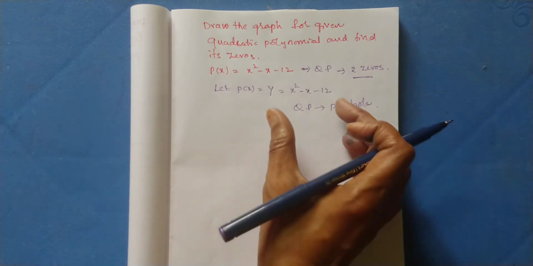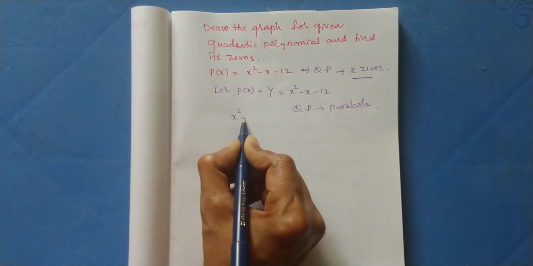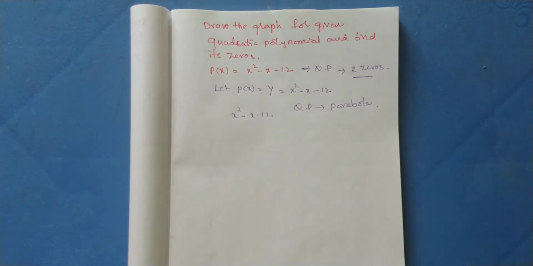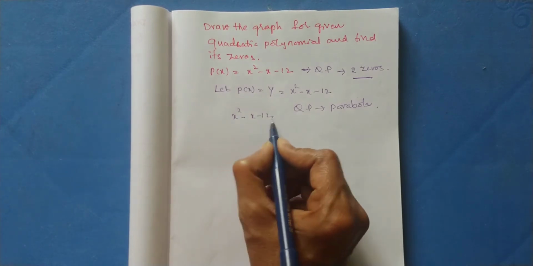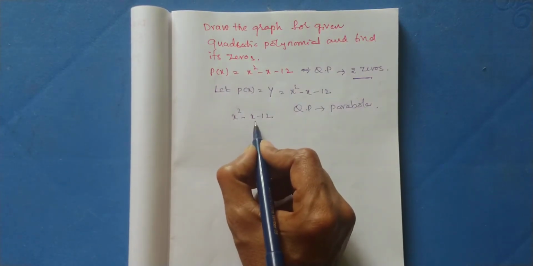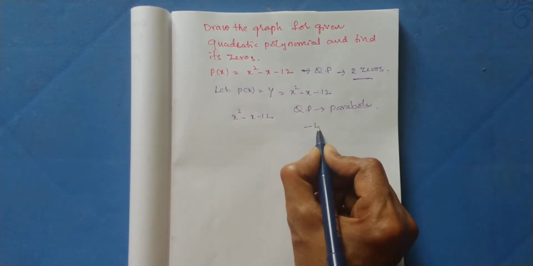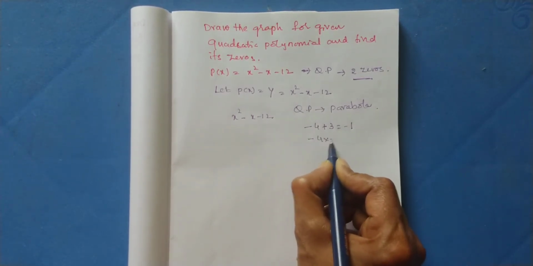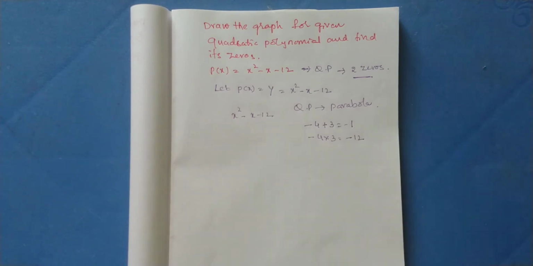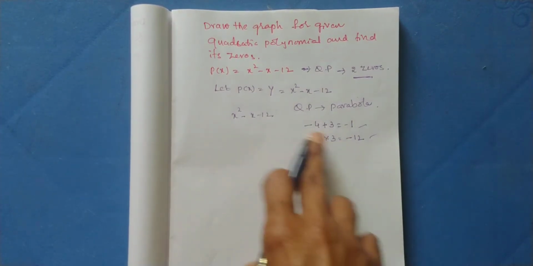So let us find the zeros of the quadratic polynomial x square minus x minus 12. Let us split it into its factors. Here we need two numbers whose sum must be equal to the middle term and whose product must be equal to minus 12. So minus 4 plus 3 is equal to minus 1, and minus 4 into 3 is equal to minus 12. So the two conditions are satisfied: the sum is equal to the middle term and the product is equal to the last term, minus 12.